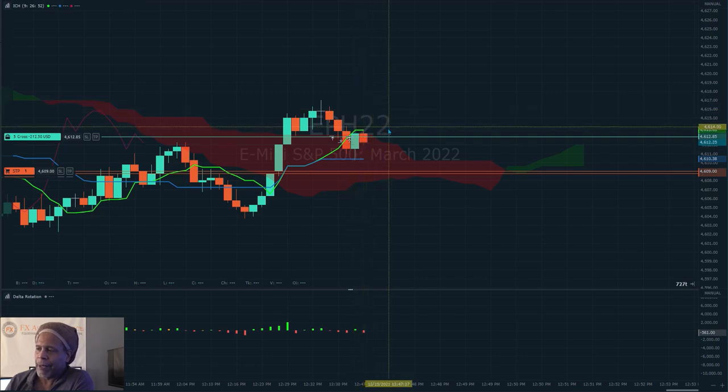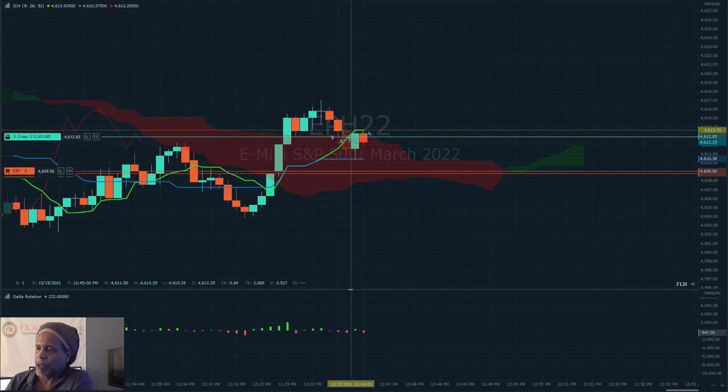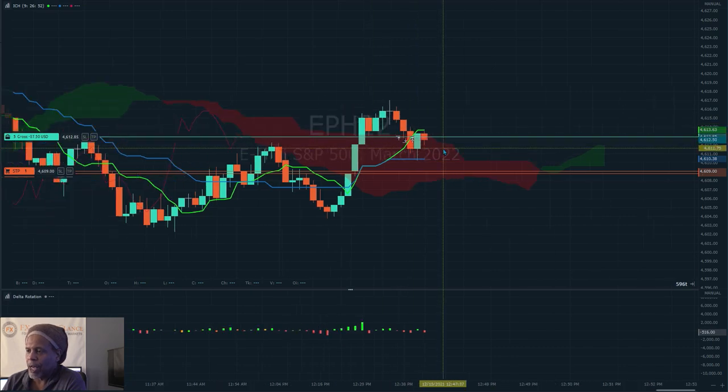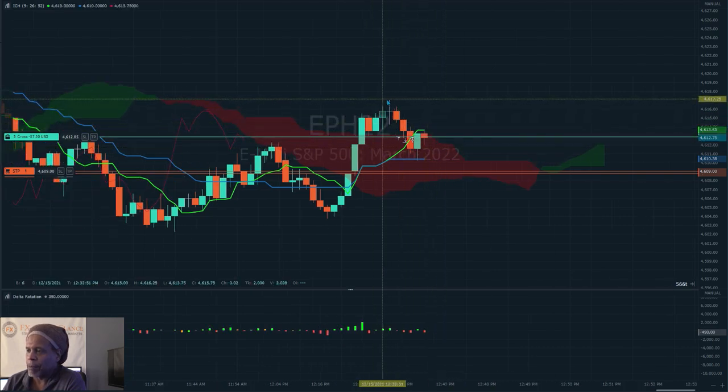And the one thing about it is we didn't break Tenkan-sen. So Tenkan-sen didn't get violated. We got triggered, but we didn't close above Tenkan-sen. We need to get above that Tenkan-sen. All right. And then structure wise, we definitely need to get above this level.